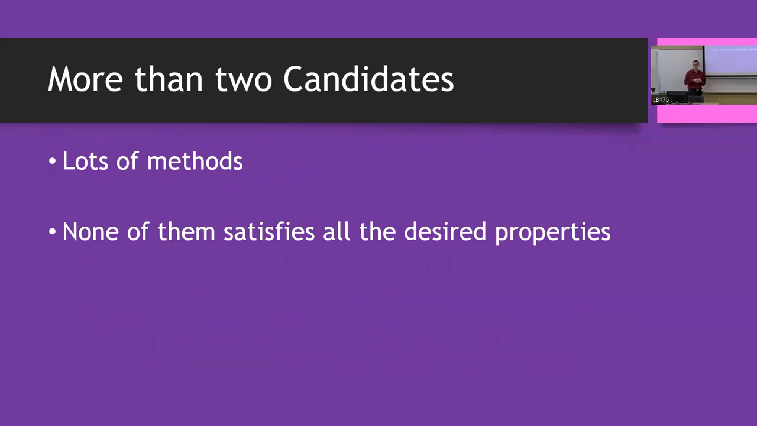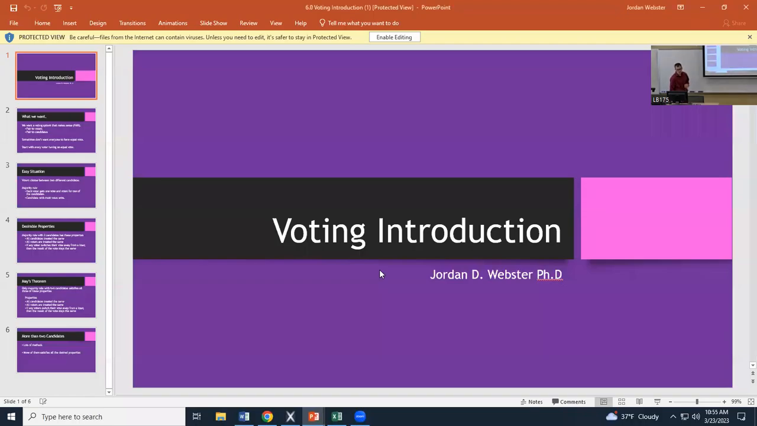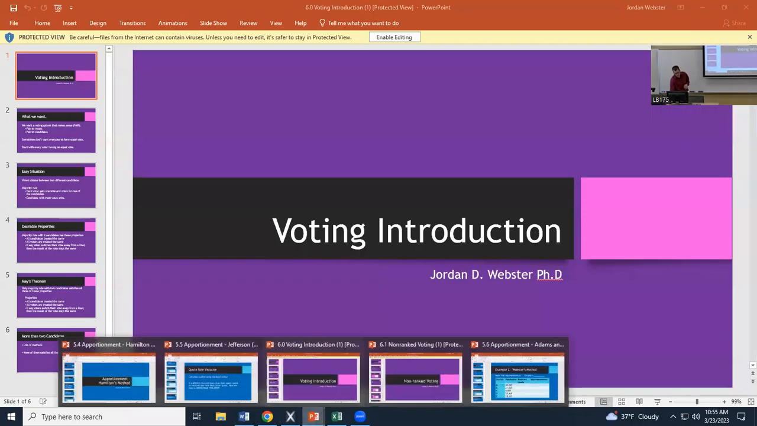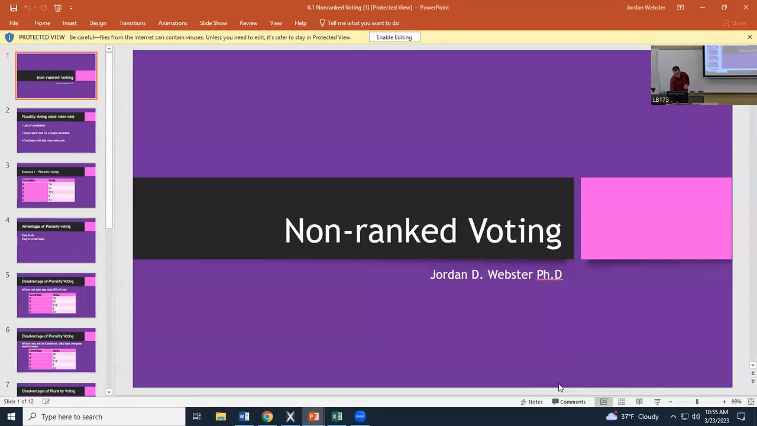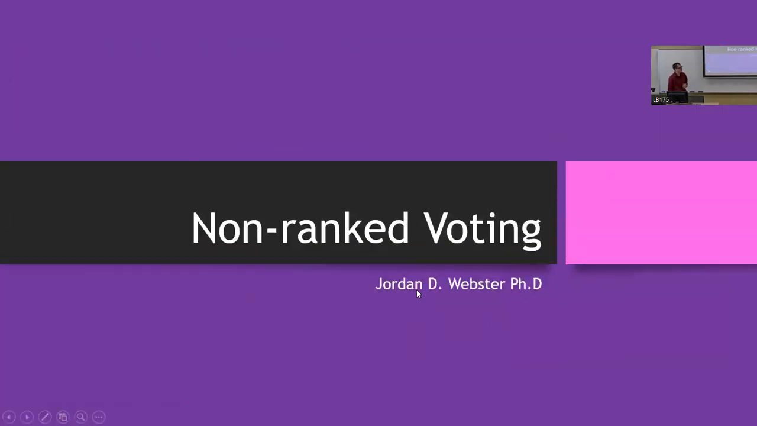Now, in the next few sections, we're going to look at what happens when we have more than 2 candidates. And that's the real sticking point. There's going to be lots and lots of methods when we have more than 2 candidates. None of those satisfy the desired properties. Okay. So let's move on to more than 2 candidates, because that's really where the interesting things happen.